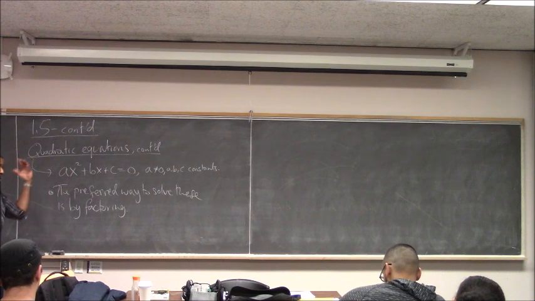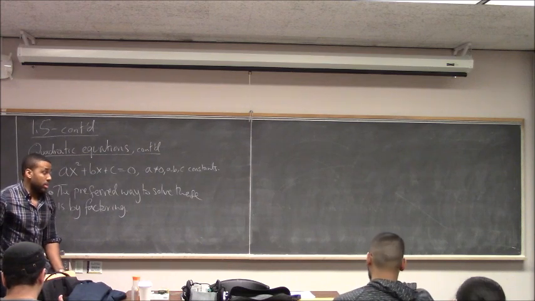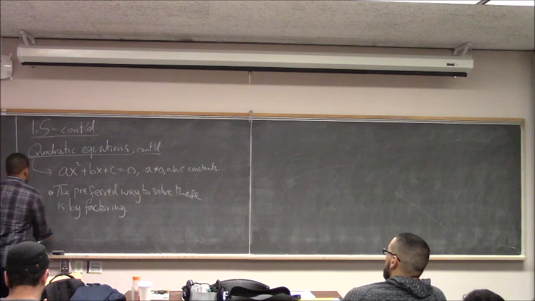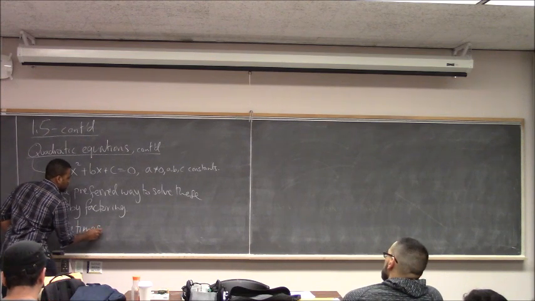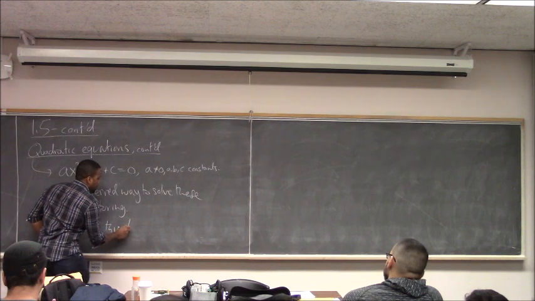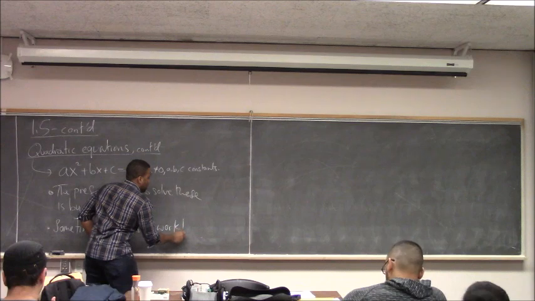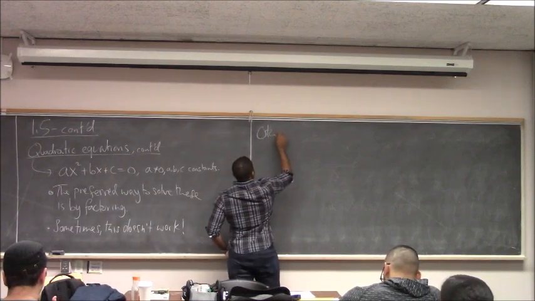Bring everything to one side so that the other side is 0. Factor the left side and then set each factor equal to 0. That's taking advantage of the zero factor property, one of the properties of equations. However, sometimes this doesn't work. And so now let's discuss some other options.